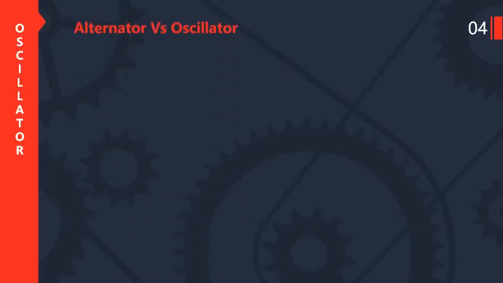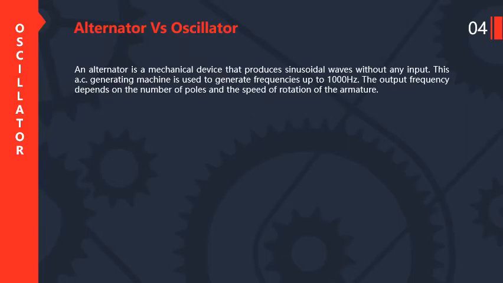So next we compare alternator versus oscillator. Alternator is called the synchronous generator. An alternator is a mechanical, or we can say electrical device that produces a sinusoidal wave without any input. This AC generating machine is used to generate frequencies up to 1000 Hz. The output frequency depends on the number of poles and the speed of rotation of the armature.